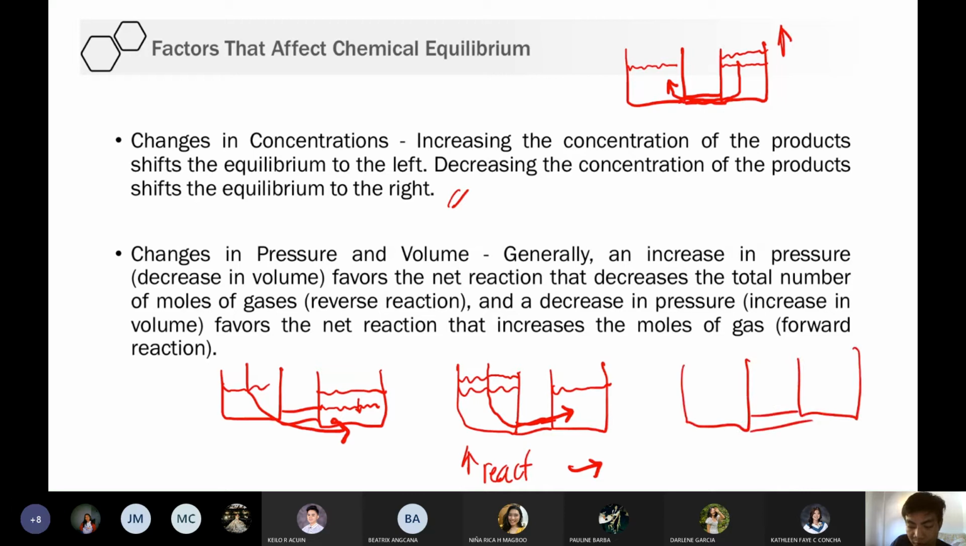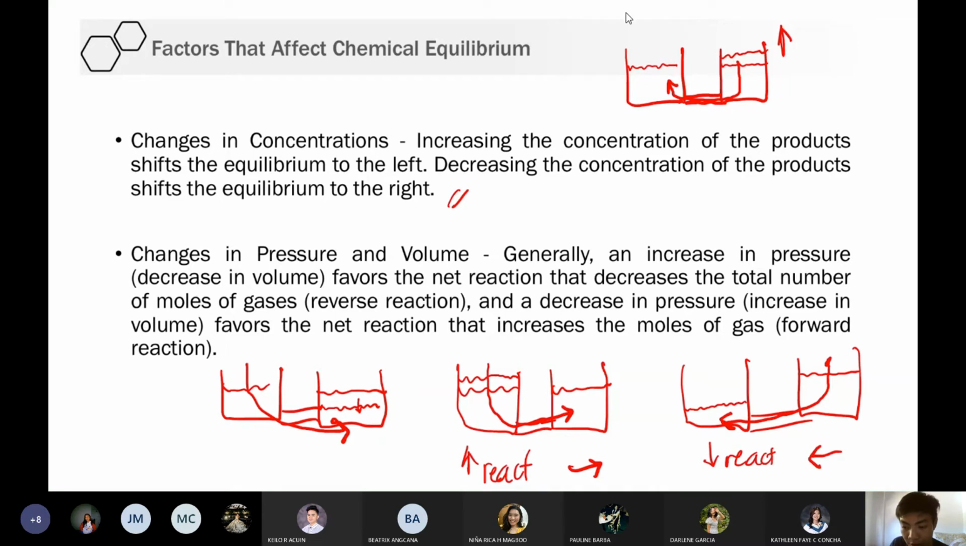If we decrease the amounts of the reactants, on the other hand, that means some of the water on the right side has to go to the left side in order to achieve balance. So that means the equilibrium will shift towards the left.